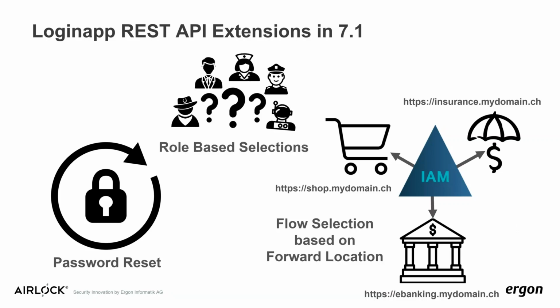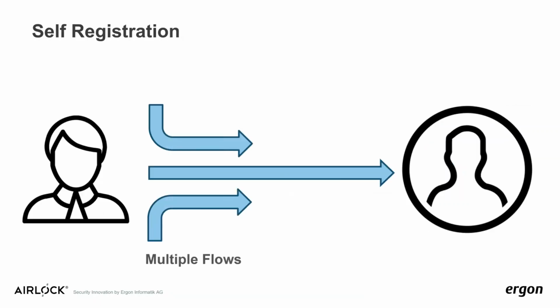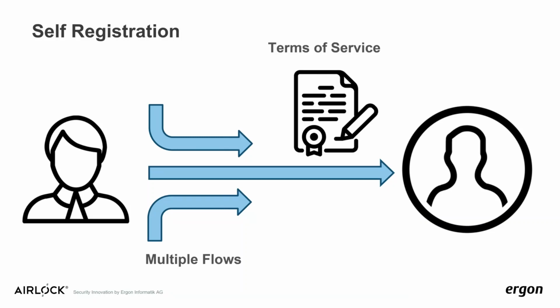And last but not least, you have the role-based selection, where you can decide within a flow, based on the roles the user has, if it goes one way or the other. Plus, it's possible to have multiple steps, multiple self-registrations. So depending on what way a user goes, you will have one self-registration way or the other self-registration way, and the terms of services can be included.